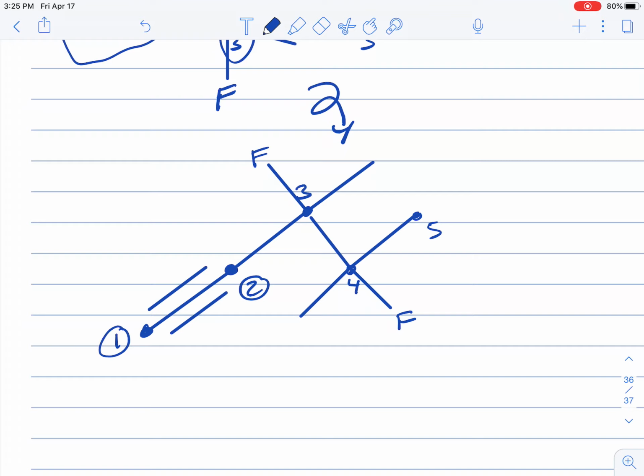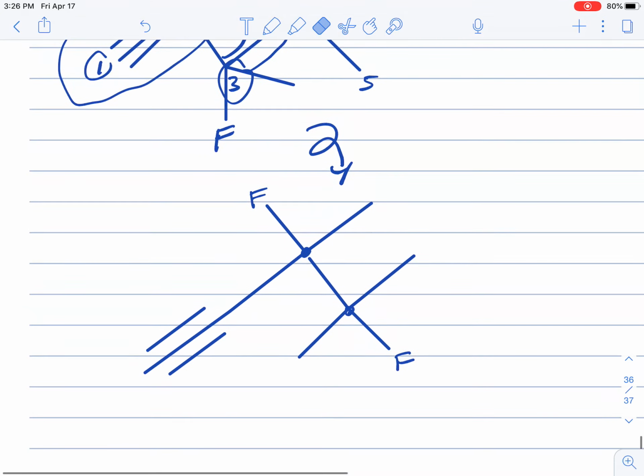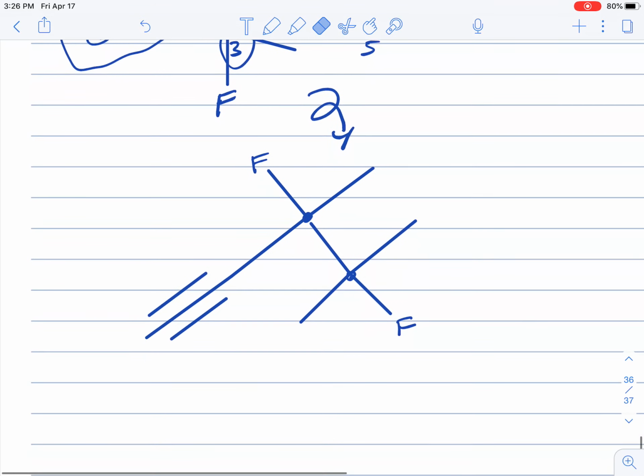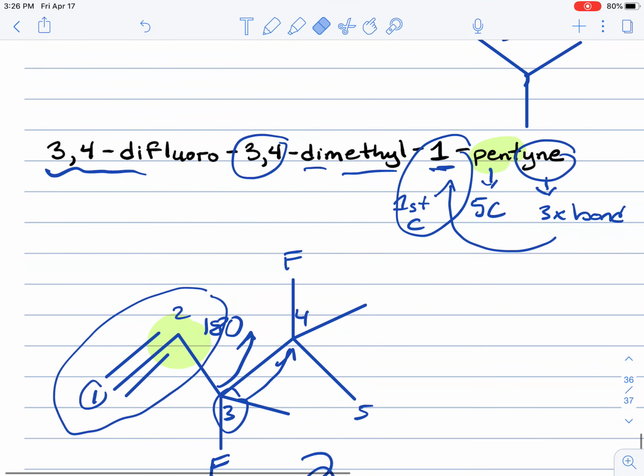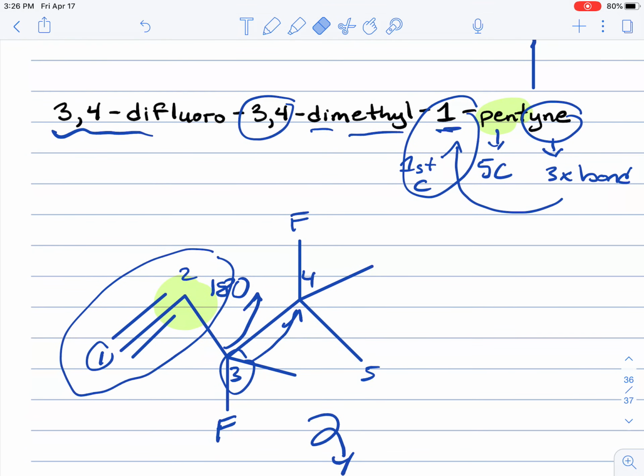Okay. And so if I want to clean up my work, I'm just going to go ahead and erase some stuff, okay, just so that you guys can see what this looks like. Oh no. You guys get it. Okay. All right, so this is going to be my organic compound. This is my skeletal structure for this specific organic compound.